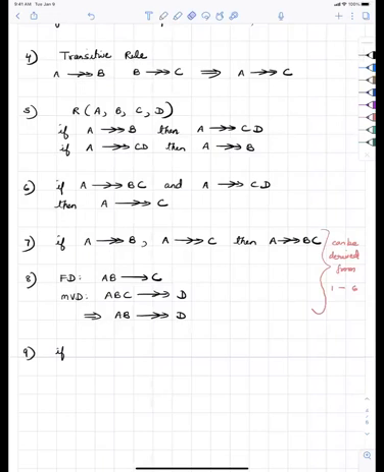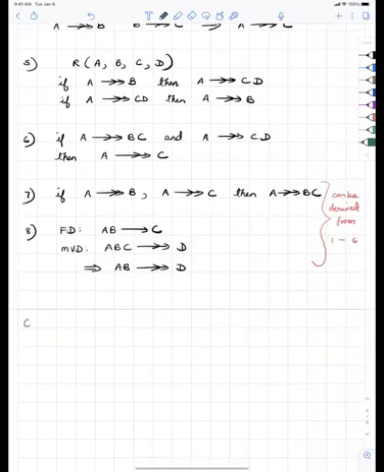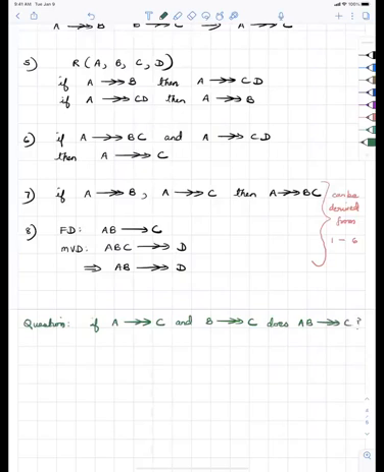I'm not exactly sure about the next one, so I think what I want you to do is figure this out. The question is, if A multi-value determines C and B multi-value determines C, does AB multi-value determine C? This is something you can just think about. You can either come up with a counter example, or if it is correct, you should be able to prove it from rules 1 to 6, because rules 7 and 8 are really derived from the above rules. So if it holds, you can derive it from the first 6 rules, and if it does not hold, you can easily come up with a counter example.